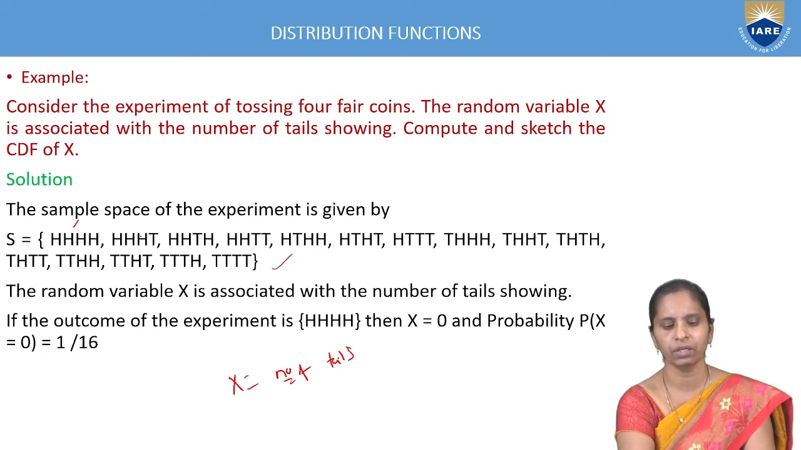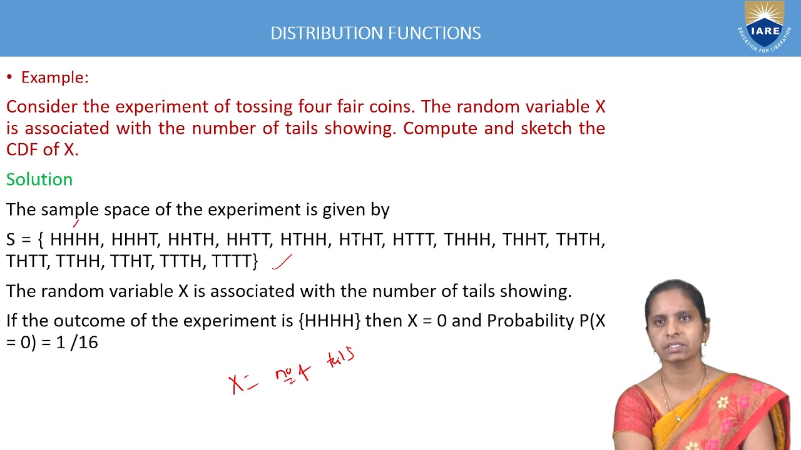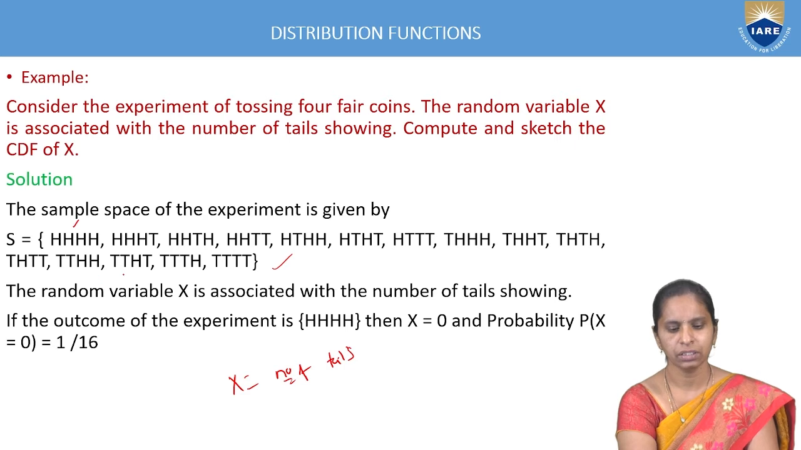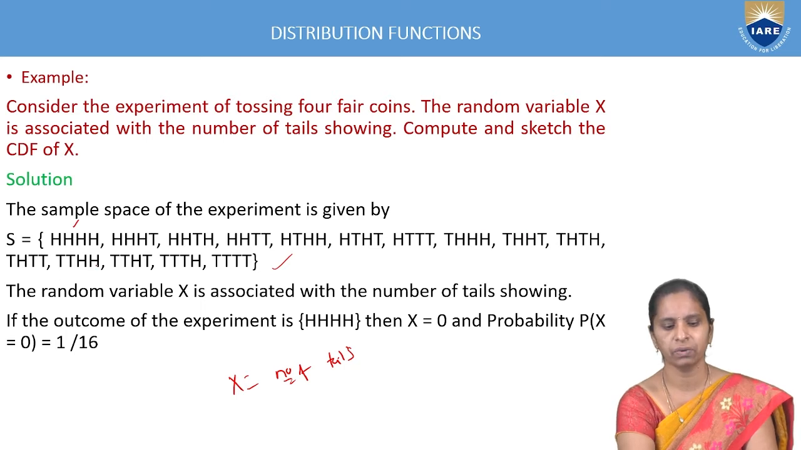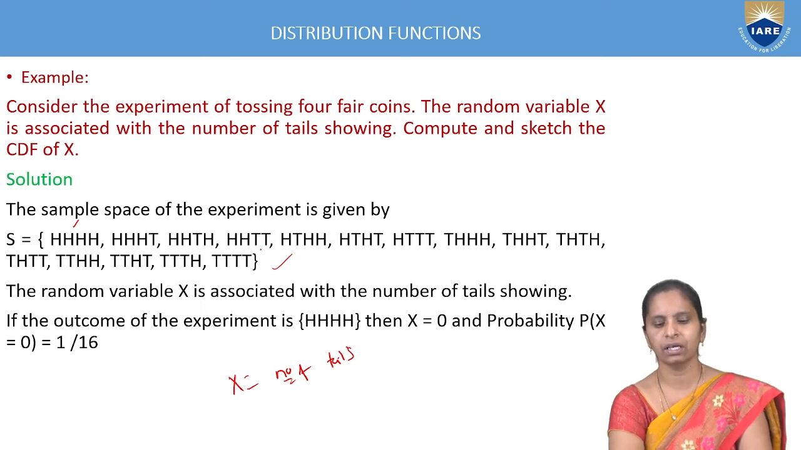How many elements are here? 1, 2, 3, 4, 5, 6, 7, 8, 9, 10, 11, 12, 13, 14, 15. So these are the list of all the possible outcomes.